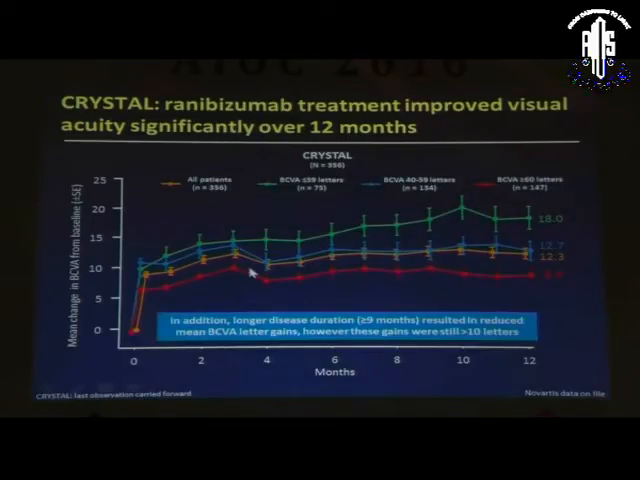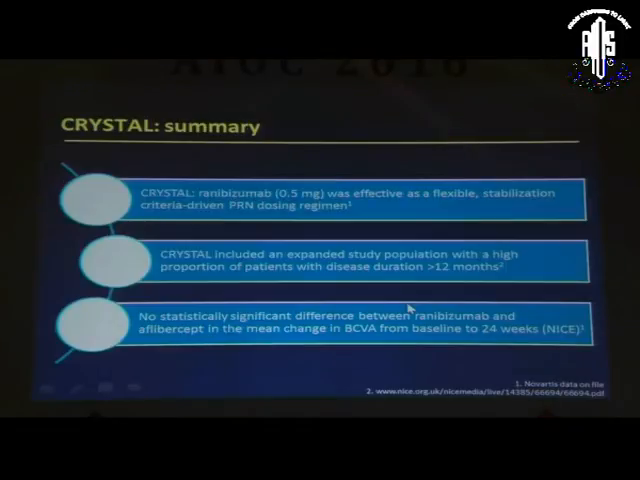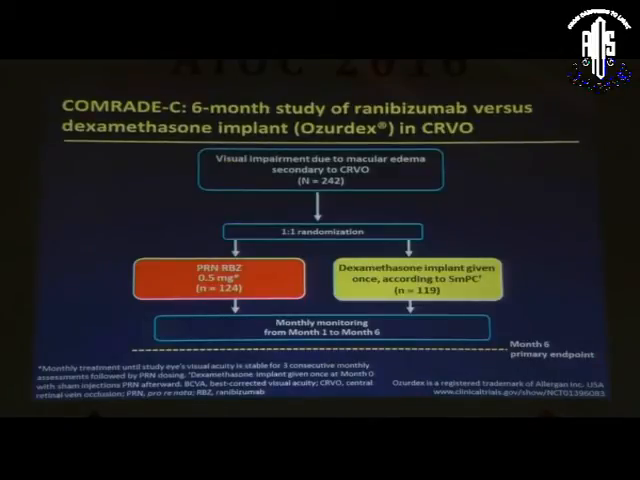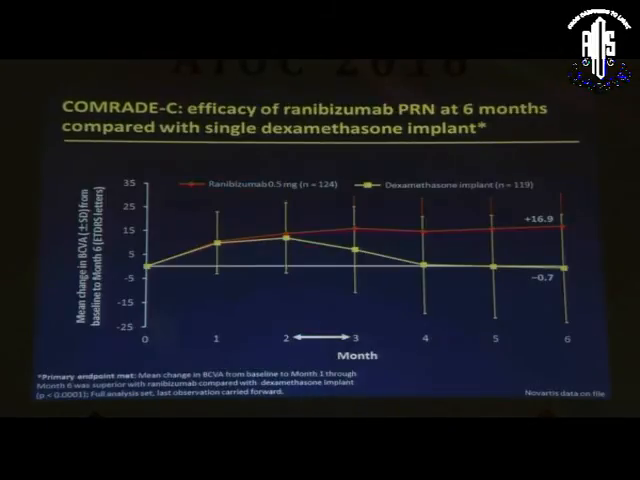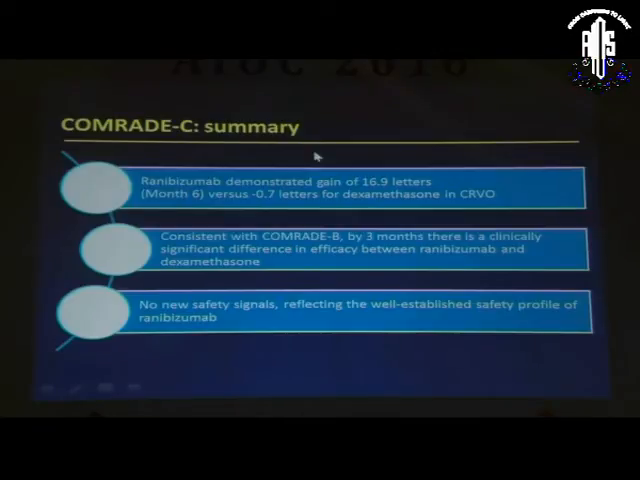In addition, longer disease duration resulted in reduced gains. However, gainers were still there in this arm also. This was the summary of these 3 graphs which I have shown. Similarly, in the COMRADE-C study, where the comparative trial was there, efficacy of Lucentis over dexamethasone, you can see that Lucentis treated eyes gained 16.9 letters versus 0.7 letters for dexamethasone.